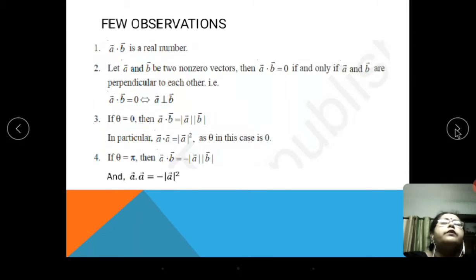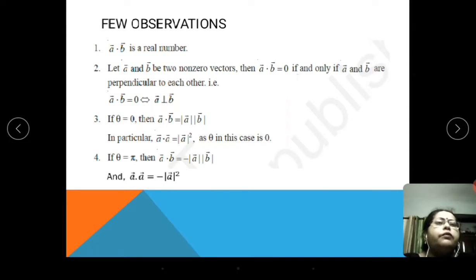Our next observation: if we have two non-zero vectors, can a dot b be 0? Please recapitulate that we said if either a is 0 or b is 0, then we define a dot b as 0. Now the question is, if a and b are both non-zero, can it happen that a dot b is 0? Let us think about when it can happen.